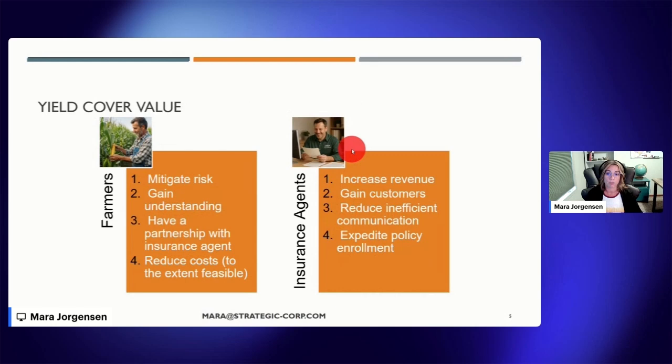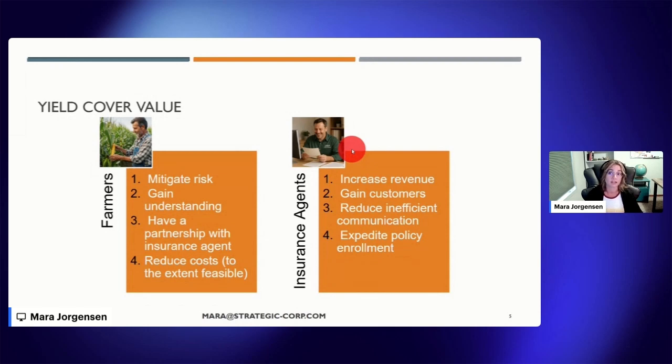They want to have a partnership with the insurance agent. So farmers do not want to just go online and click a button and hope for the best. They actually want to have a human relationship, and we would hope to be able to connect them in that way so that they can have the relationship, but that the data does not need to be a manual back and forth. And they also want to reduce costs to the extent that it's feasible for them to still manage their risk.